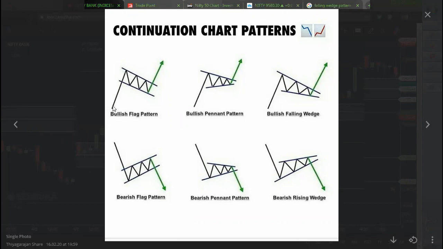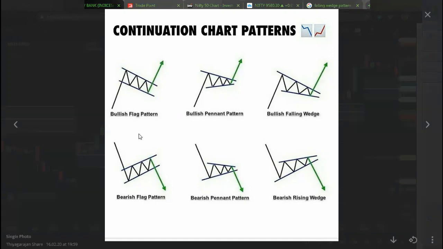This will look like a flag. If you see only this line and these two lines, now don't think of this. Forget this green line. If you see this part alone, it will be looking like a flag. Correct, na? So whenever this pattern is happening, you can boldly take a trade with the target of the height of the pole.